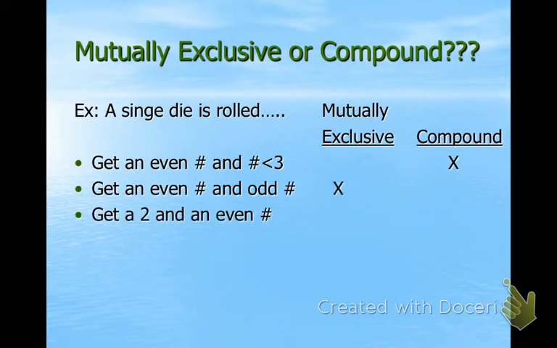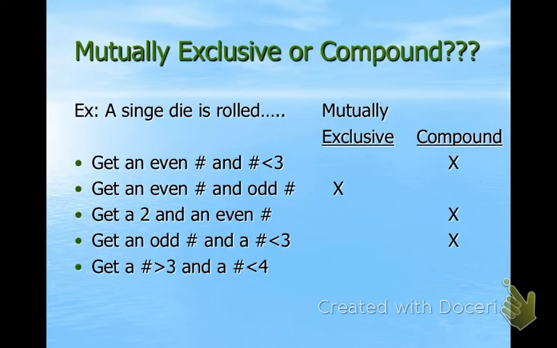Can I get a 2 and an even number? Yes, because 2 is an even number. That fits to where it's a compound. That's the only time it can happen, but there's still at least that one time. And then, can I get an odd number and a number less than 3? It doesn't say that I can get 3, but still I can get the number 1, which is less than 3 and is also odd.